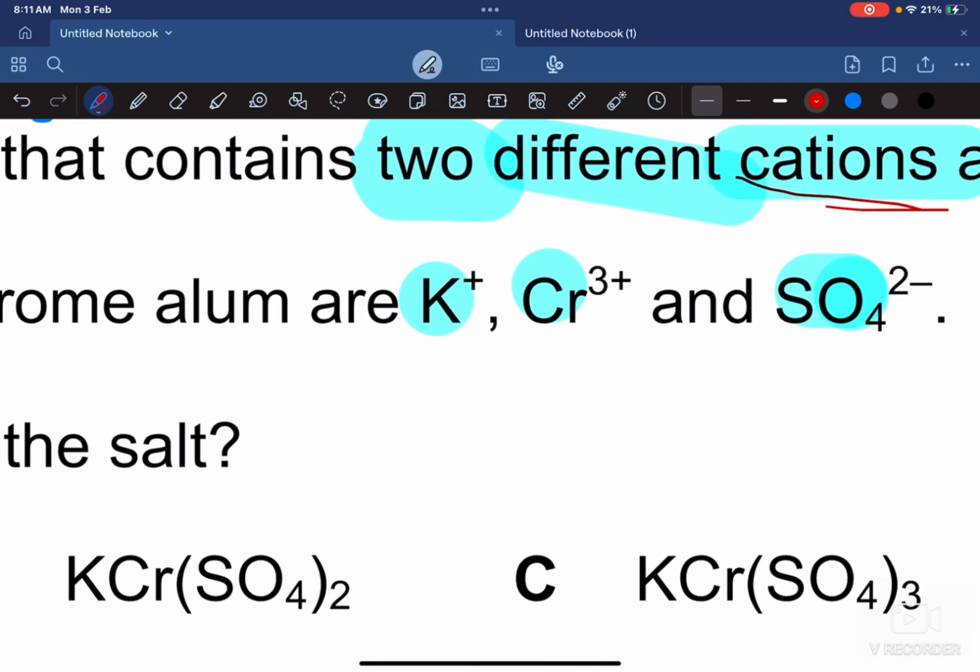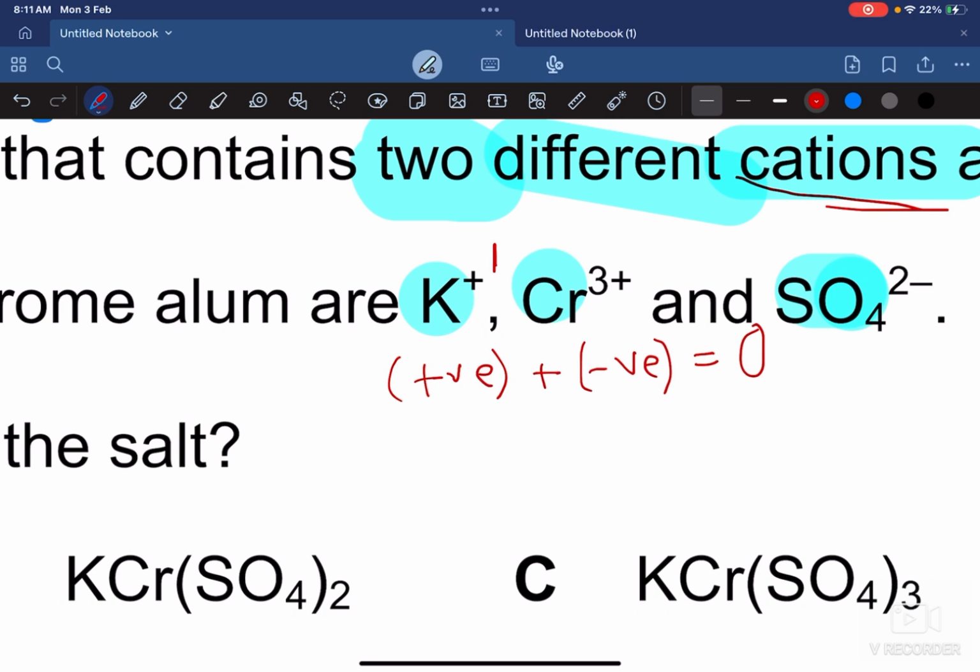Now, that's pretty easy, +1 means there is 1 over here. Now, let's count the charges in total. We know that chrome alum, whatever this thing is gonna be, is a neutral salt. What do I mean by neutral? It is the sum of all the charges. These are my positive charges and these are my negative charges. The sum of these two will equal 0. That's the piece of information I know for sure.